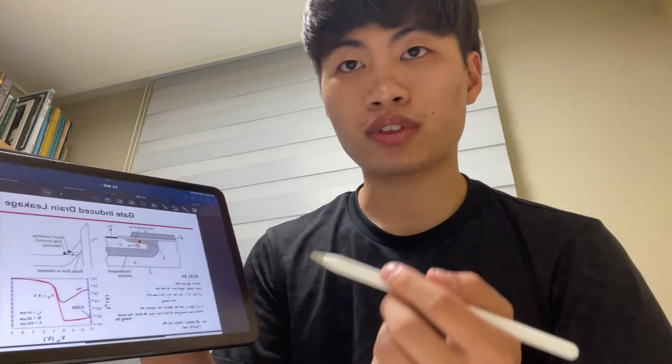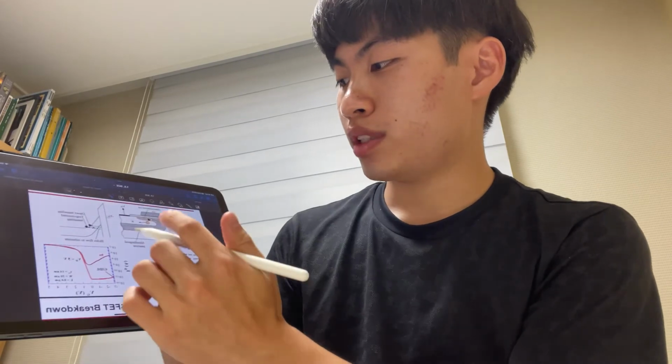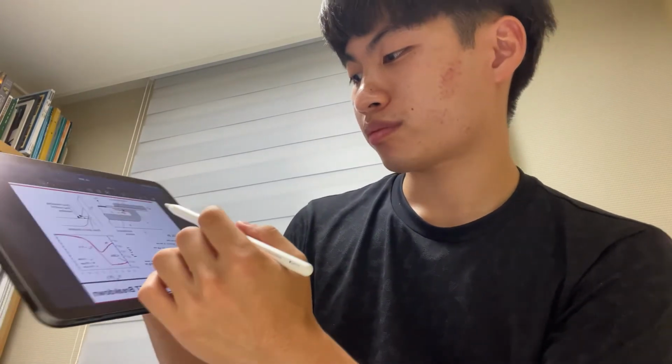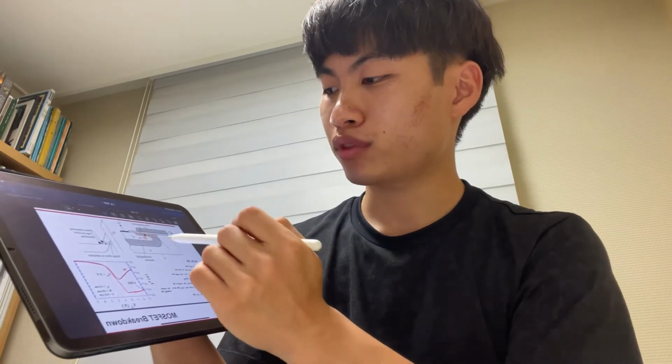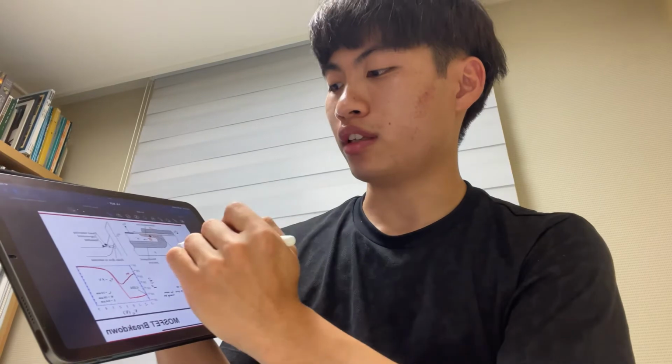And when we dope the source and drain, there will be some defects, so there will be some trap sites. So there is no direct tunneling, but through the trap, the electron can move. So it is called trap-assisted tunneling.